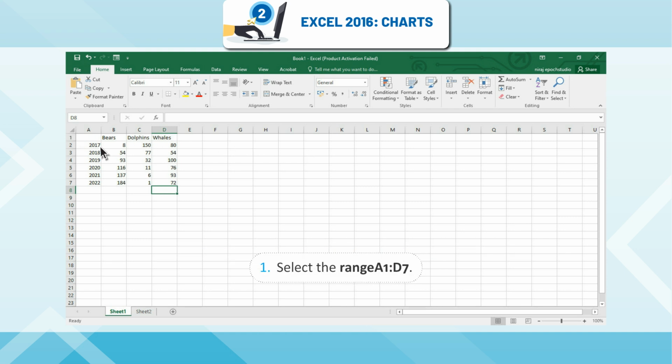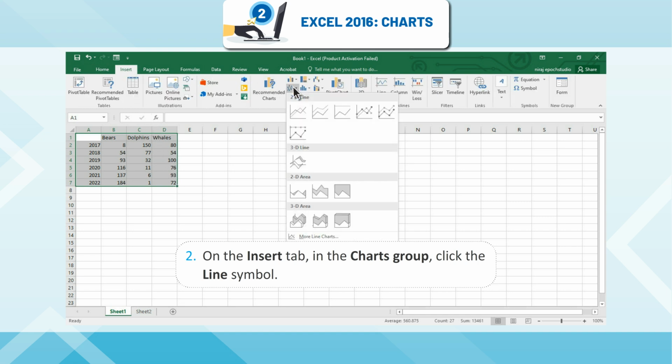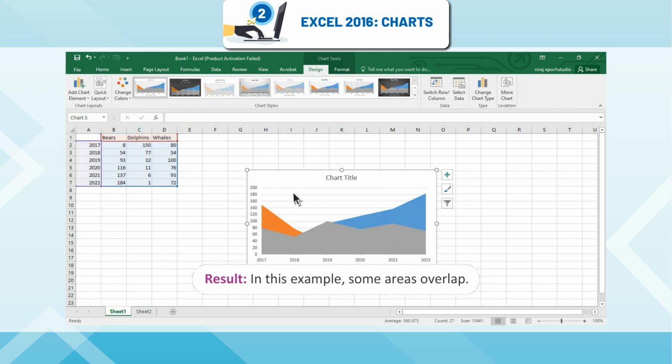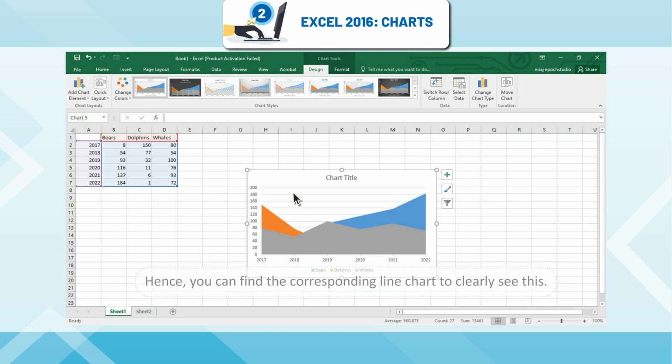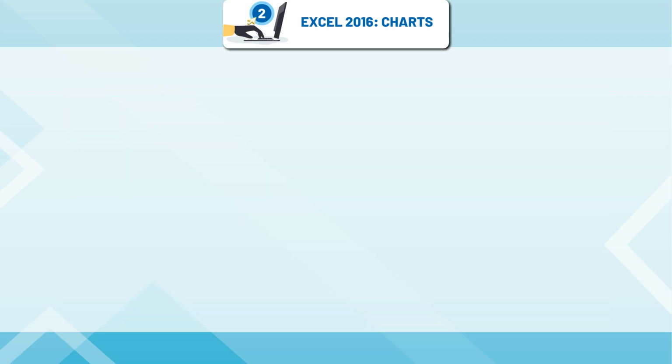1. Select the range A1 to D7. 2. On the Insert tab in the Charts group, click the line symbol. 3. Click Area. Result: in this example, some areas overlap. Hence, you can find the corresponding line chart to clearly see this. 4. Change the subtype of the chart into Stacked Area, the one next to Area.